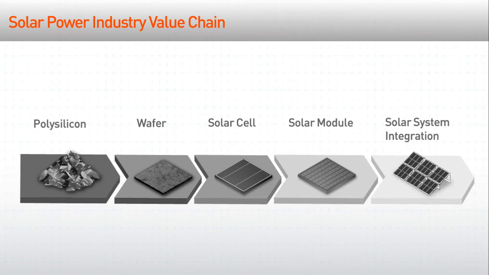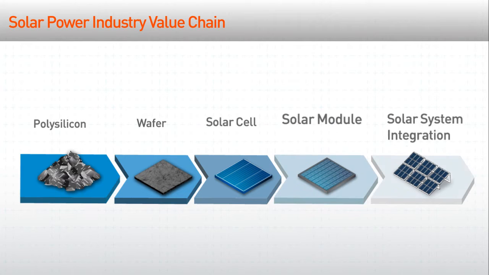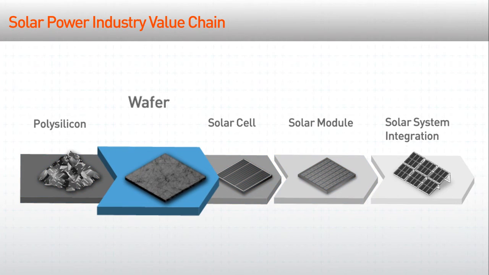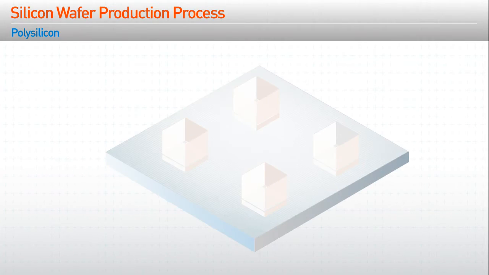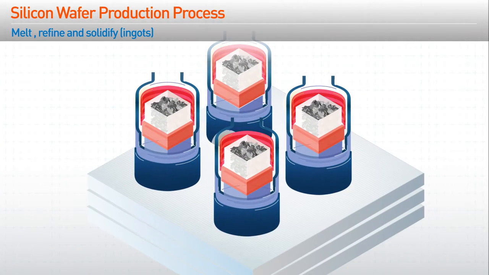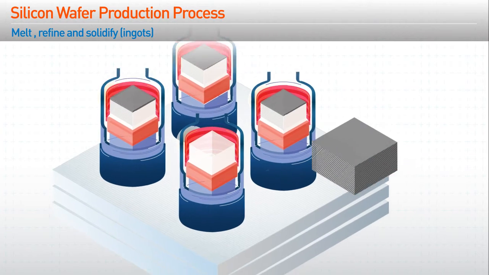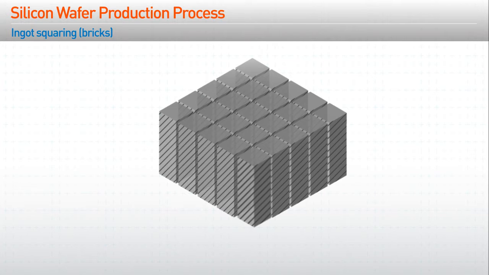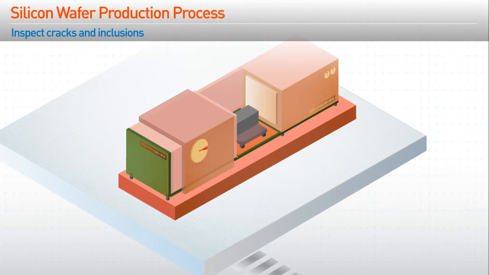The solar power industry value chain consists of the upstream sector, the midstream sector, and the downstream sector. The primary manufacturing process for silicon wafers is to first fill a solidification furnace with polysilicon, then melt, refine, and extract the deposited ingots. These are then cut and separated into bricks, which are inspected for cracks and inclusions.